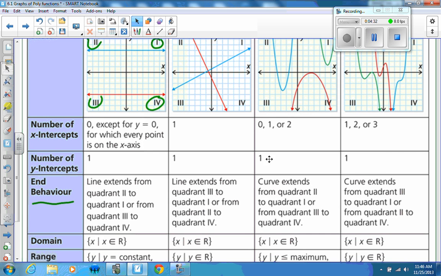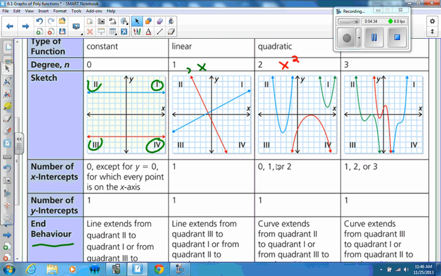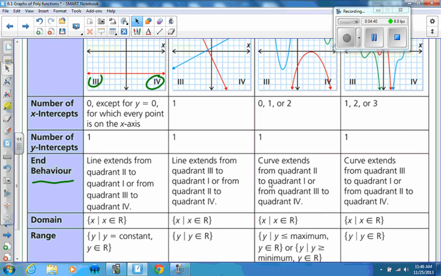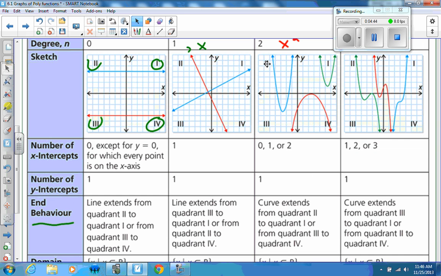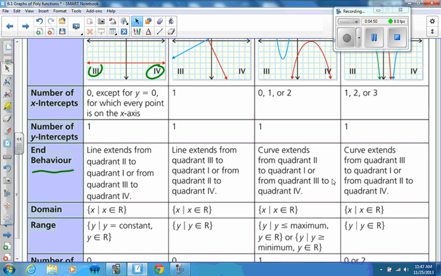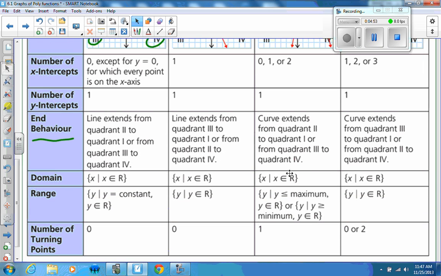Okay, number of y-intercepts is always 1, so it only crosses the y-axis at one point. Okay, the arrows tell you it goes on forever. So end behavior, it depends. Either the curve extends from quadrant 2 to quadrant 1, or from quadrant 3 to quadrant 4. The domain is always x as the element of the reals, for all of them if you notice that.